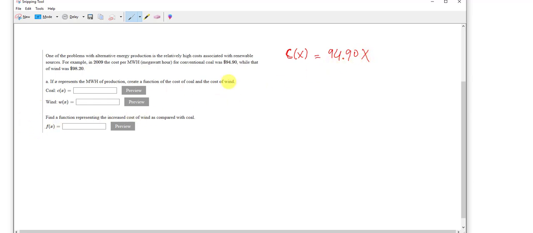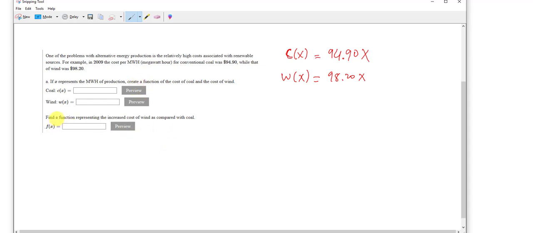And then the wind, the same thing. W of X, we know that the cost for the wind, the cost per megawatt hour, is 98.20 for each. So 98.20, just multiplied by X, gives you the cost for the wind. Because if you spend more, then you have to pay more. X is the number of the megawatt hours.